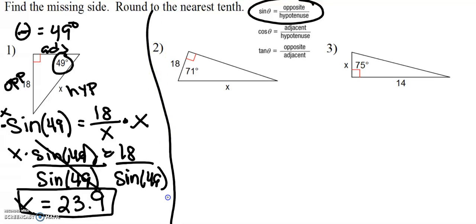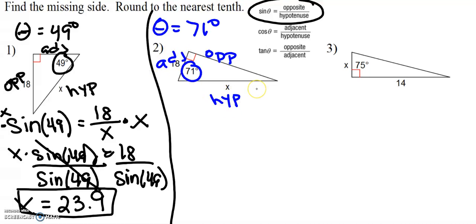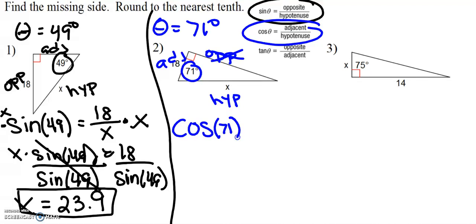Okay, let's try problem 2. Again, the first thing I need to figure out is where's theta. Here's theta, it's 71 degrees right here. Now it determines what everything else is. This side is going to be opposite, this side is going to be adjacent, and obviously the x is the hypotenuse because it's across from the right angle. I don't know the opposite side, so that's not helpful. But I have the adjacent side, and I'm solving for the hypotenuse, so with this one I'm going to use cosine. Cosine of theta, which is 71, is equal to adjacent, which is 18, over hypotenuse, which is x.